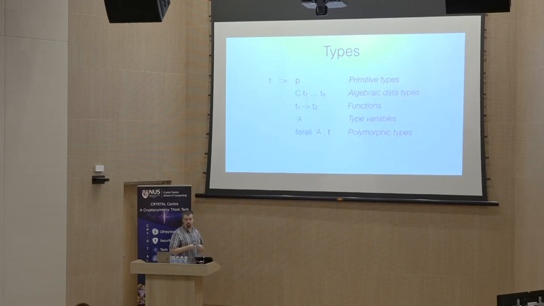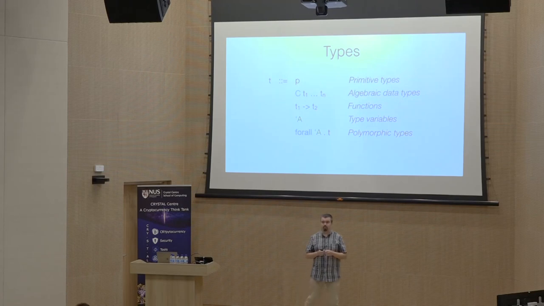We also have what's called type variables and polymorphic types. This is something that might be familiar to those who have experience in Java or C++ programming, and they are vaguely reminiscent of Java generics or C++ templates. This is the way to write generic reusable libraries that are applicable to multiple types. And "for all A", that is a type of a computation, or a type of an expression.